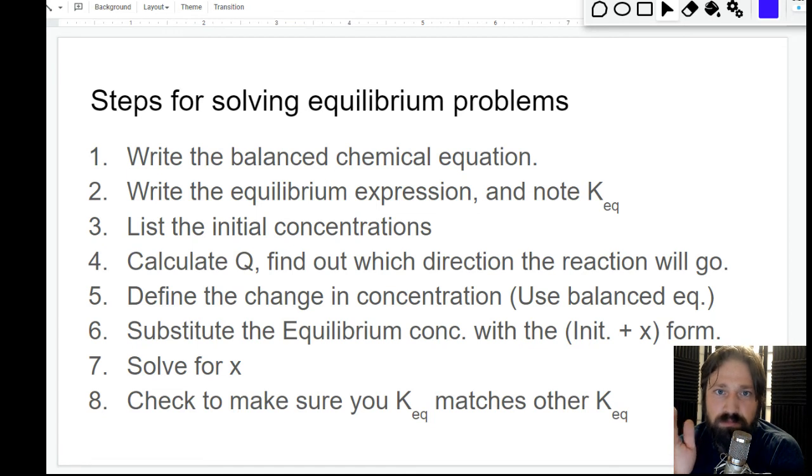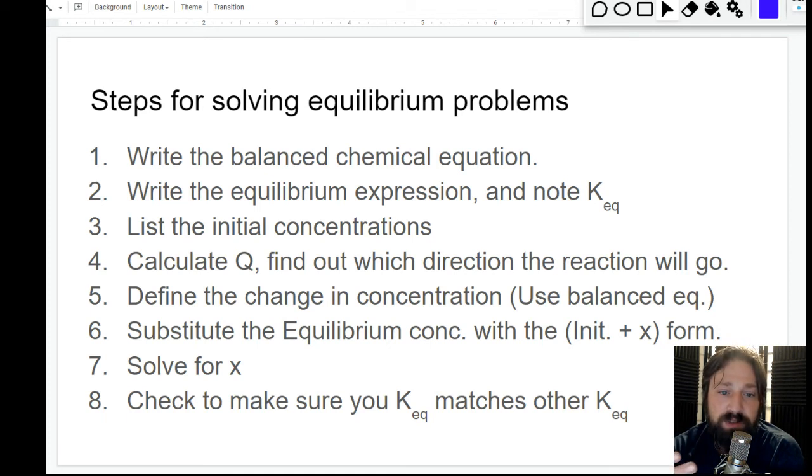Don't just trust that you can figure it out on the fly. Write it down. Put it up in the corner. And also underline your KEQ. If they gave you a K, that's the key. K's are key. Same thing with rate constants, that little k. But with equilibriums, K is definitely your key.